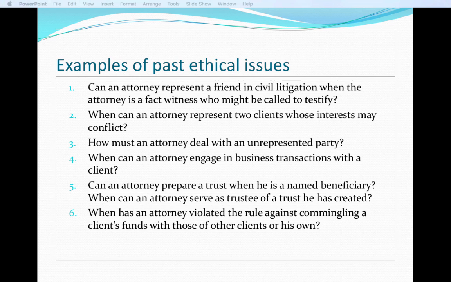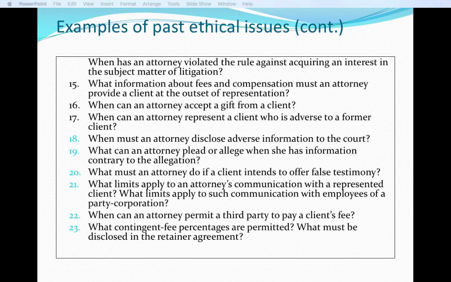This particular slide, and several additional slides, identify some examples of the ethical issues that have been part of questions on the bar exam in the past. So, for instance, questions about whether it's possible to represent a friend in a civil litigation when you as an attorney might actually be called as a witness to testify, or things like how you have to deal with parties in litigation that are unrepresented, or concerns about commingling funds. These are additional questions. We've actually gone through and culled the ethical questions from the bar exam to identify the types of questions that have been addressed.